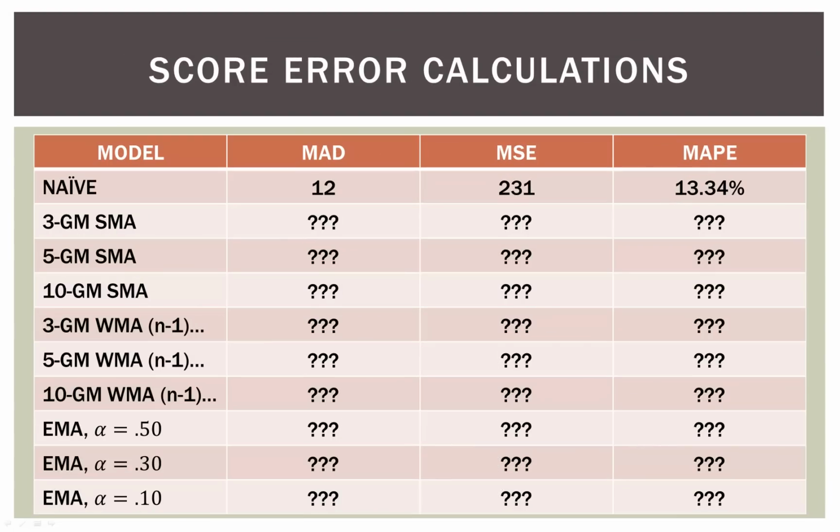So when we do the calculations for the MAD, the MSE, and the MAPE for the naive approach, we get a MAD of 12, an MSE of 231, and a MAPE of 13.34%. For the MAD, that means the naive model was on average 12 points away from the actual score. That doesn't mean a whole lot right now until we get some other MADs in that column. But just realize that using the naive approach, we were about 12 points off on average from the actual score in our forecasting. And the MAPE shows us that we were about 13.34% off the forecast from the actual score on average.